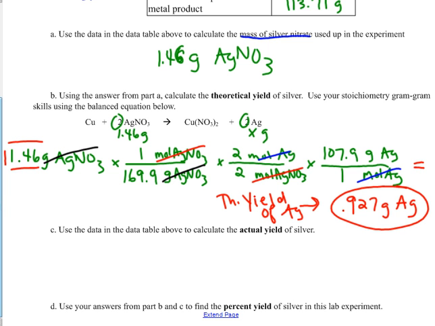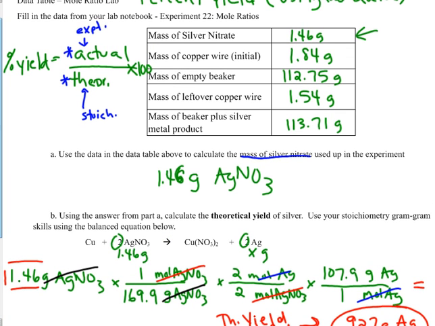Now we have to figure out the actual yield, and so this is going to come from the data table, how much silver was actually measured in the beaker in this lab experiment. All right, so for this, you will find your piece of data that represents the beaker plus the silver, and you will subtract out the mass of the empty beaker, and that should give you your number. So if we look up above in our data, and I'm going to scroll up very quickly here, the mass of the beaker plus the silver metal is 113.71.